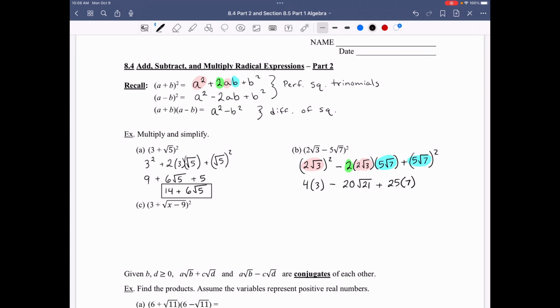Alright, and now we just simplify. 4 times 3 is 12, minus 20 square roots of 21, and 25 times 7 is 175. We can add 12 and 175, so that is 187 minus 20 square roots of 21.